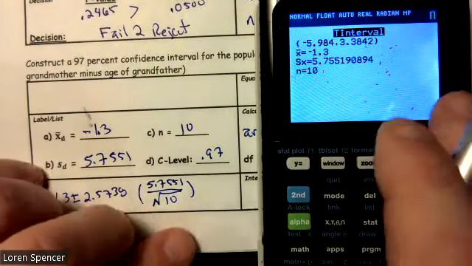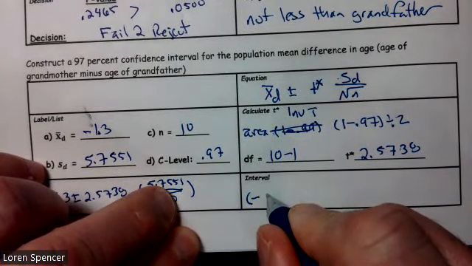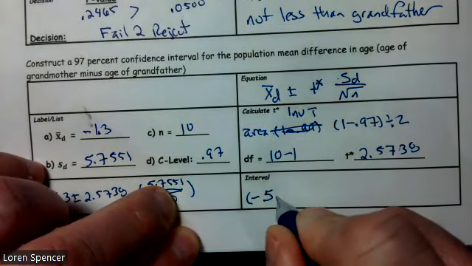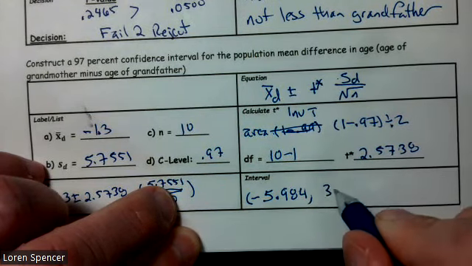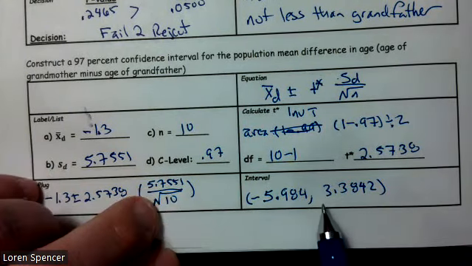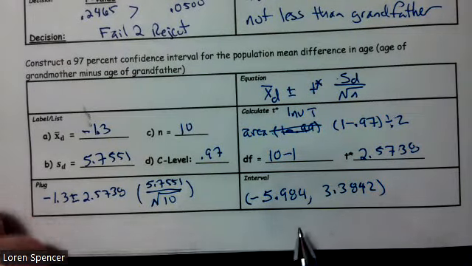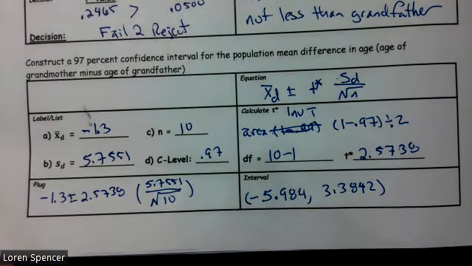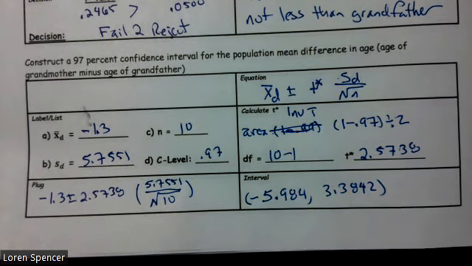And we end up getting negative 5.984 to 3.3842. Now, if we notice, 0 is contained in the interval and 0 is no difference. So at 97%, we cannot say that there's a difference in ages. We can't say that one's older than the other. Although we have some evidence, there's not enough to say that there is a difference.